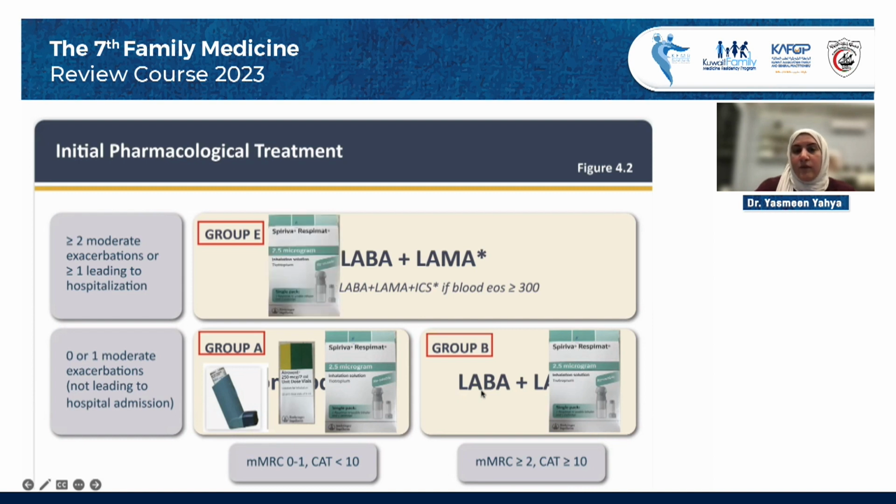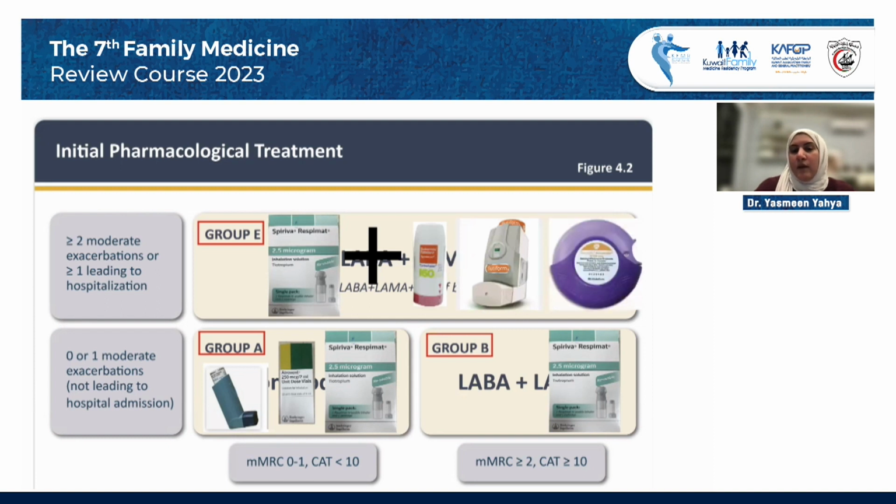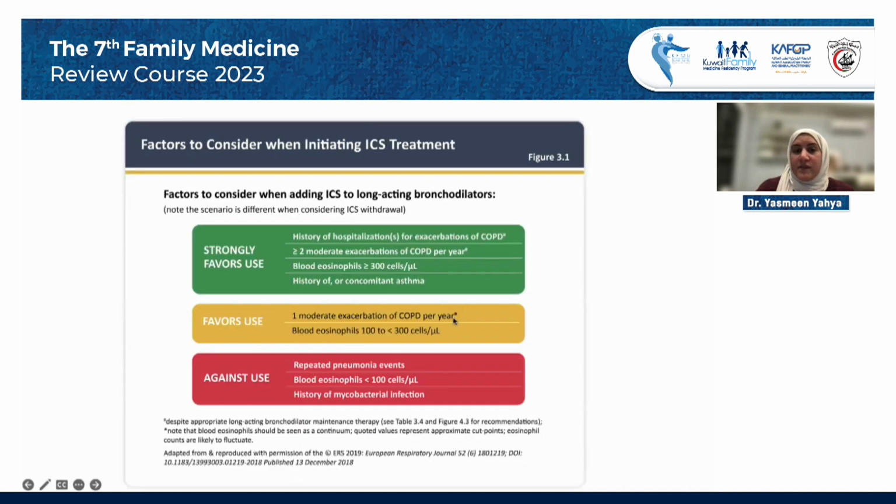And for group E, you can give Spiriva plus any of the ICS/LABAs that are available, only if the blood eosinophils is above 300. And this guides you when you should start ICS. If there are more than 2 exacerbations of COPD and the blood eosinophils are above 300, then this strongly favors the use of ICS. Because the use of ICS is associated with increased risk of pneumonia. That's why you don't want to start it in everybody, especially high doses of ICS.